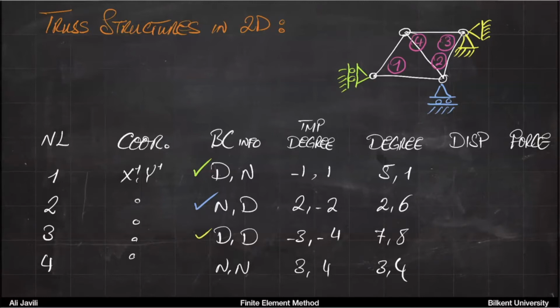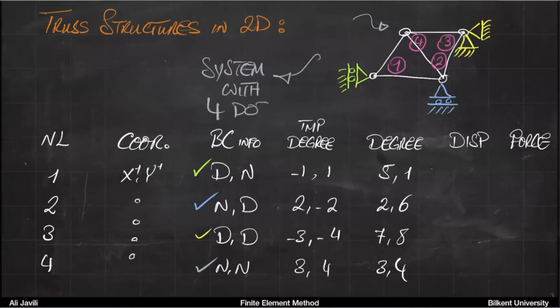And then finally, node 4 is both Neumann. So it is what it is. You don't have to add anything to it. It means it's free in both directions and you can apply forces in both directions. And as you can see, that means you now have a system with 4 degrees of freedom. Okay, so this is the game to play here. Do you have any questions?